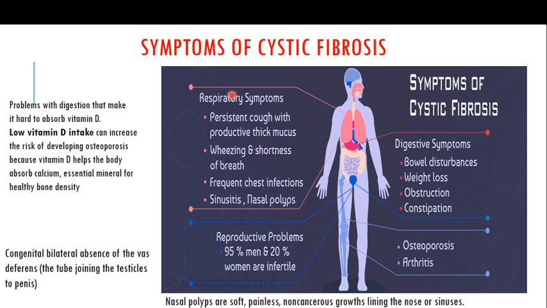So the symptoms of cystic fibrosis can be respiratory in nature. And when you talk about the respiratory system, there is persistent cough with productive thick mucus. And as I've told you, this thick mucus is because of the misdistribution of the chloride ions in the interior and the exterior of the cell. There is wheezing and shortness of breath because of this thick mucus. And there are frequent chest infections, and these are most of the time because of Pseudomonas aeruginosa bacteria, because this thick mucus is favoring the growth of Pseudomonas aeruginosa in the lungs of patients with cystic fibrosis.